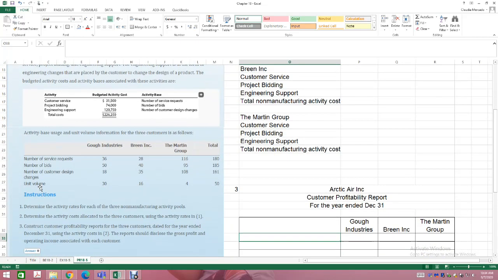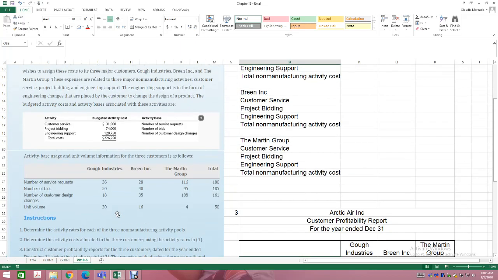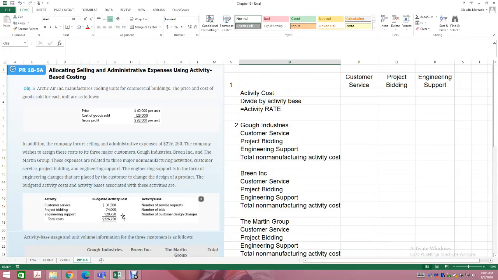Okay? Now, we have three requirements. Let's start off with the first one. Okay? It says, determine the activity rates for each of the three non-manufacturing activity pools. Okay? So, here we go. And we're gonna do the same thing that we did in the last problem. We've got our three different activities: customer service, project bidding, and engineering support. So we're going to get the activity cost.